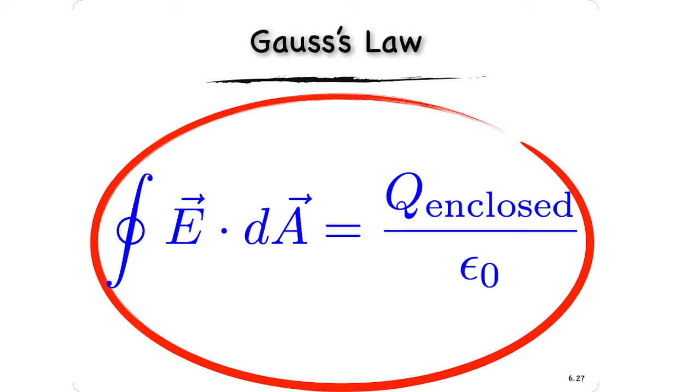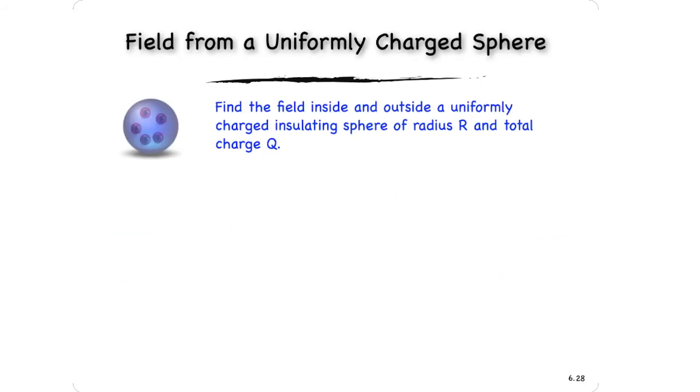And it turns out to be very useful when we have certain symmetry properties that we can exploit. This problem was spherically symmetric since we had a point charge. So let's just do a couple examples of using Gauss's law. First, let's find the field inside and outside of a uniformly charged insulating sphere.